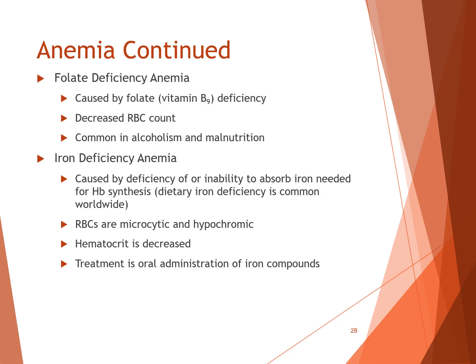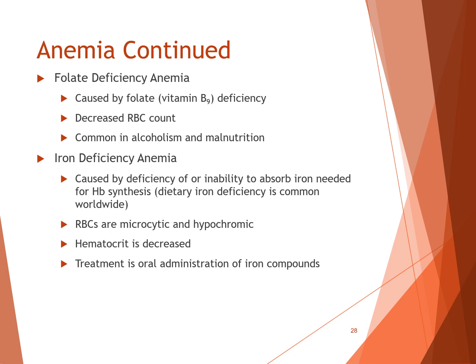Two additional types of deficiency anemias are folate deficiency and iron deficiency, and both are largely attributed to malnutrition. Folate deficiency is caused by a deficiency in vitamin B9, which causes a decreased red blood cell count. It is commonly seen in individuals with alcoholism and, as I mentioned, malnutrition. And how we treat it is by giving vitamin B9 supplements.